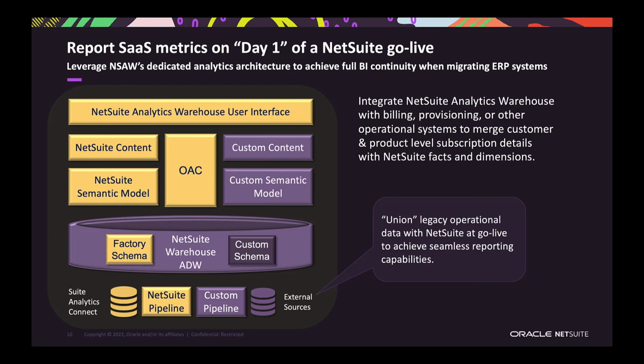So while we would only bring in financial summary information, month-over-month trial balances, to NetSuite at a go live, all of your detailed transactional data from your legacy systems can easily be brought in and then unioned with those NetSuite data tables, like your invoices, your revenue arrangements, your customer subscriptions going forward. And when we union that data together, it gives us the ability to report on those SaaS metrics on day one of your NetSuite go live.